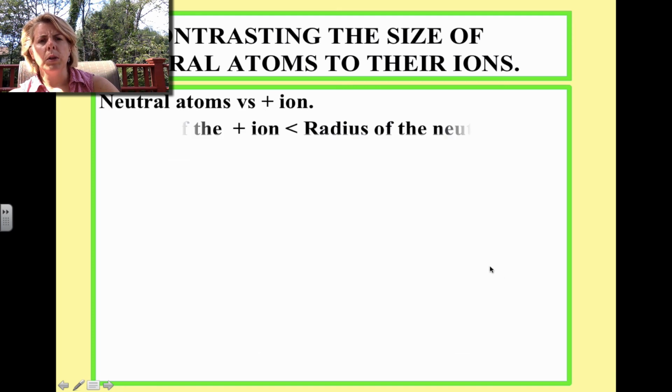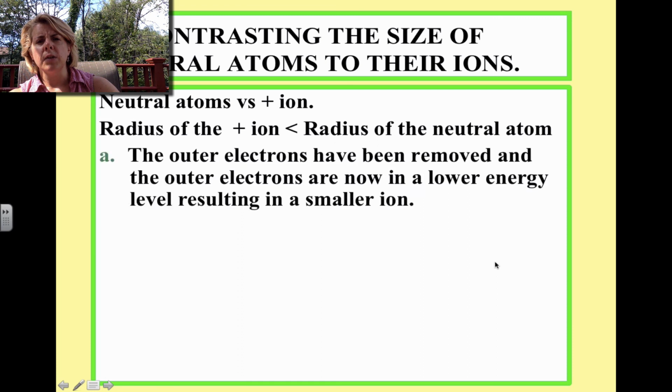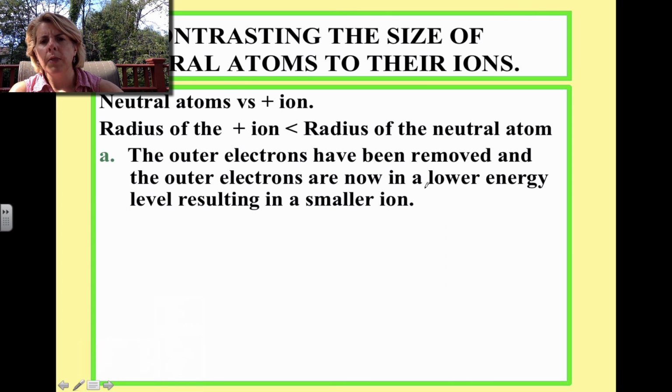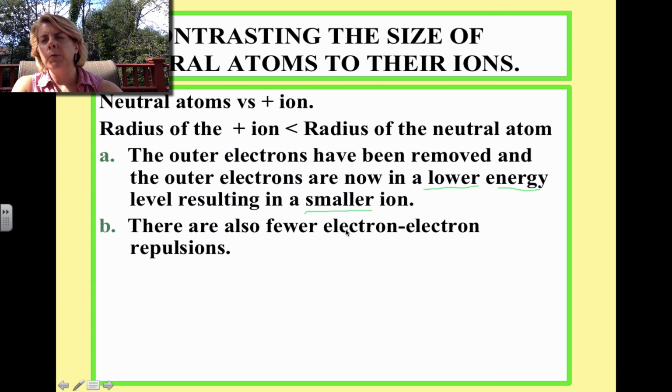Okay, so when we're looking at the formation of cations, notice that the outer electrons have been removed. As the outer electrons have been removed, they're in a lower energy state, so you see a compaction, or a formation of a smaller ion. You have fewer electron repulsions. There are fewer electrons to go around, so you don't see as much spacing out of the electrons.